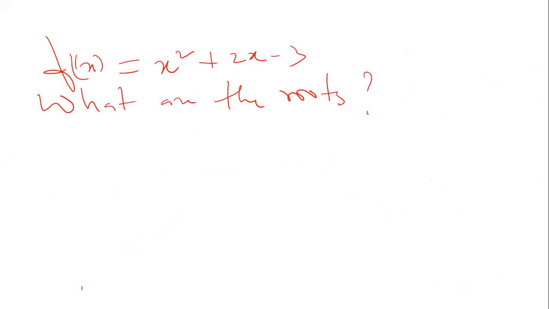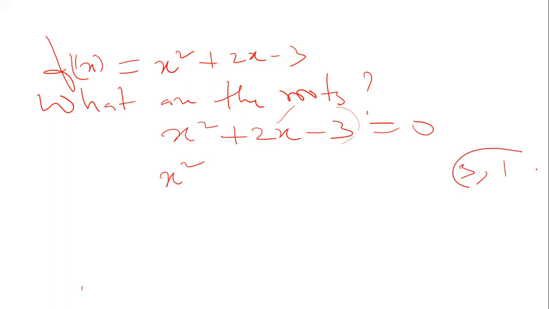You can find the roots of this function, if you remember, by writing x squared plus 2x minus 3 equal to 0. Then the method you are applying is that the multiplication of two numbers has to be equal to minus 3, and the addition of those two numbers has to be equal to this. So you have to write it like that. Which are 3 and 1, right?